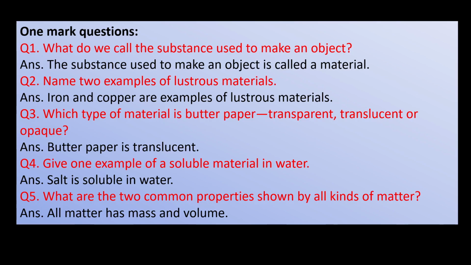1 mark questions. Question number 1. What do we call the substance used to make an object? Answer. The substance used to make an object is called a material. Question number 2. Name two examples of lustrous materials. Answer. Iron and copper are examples of lustrous materials.